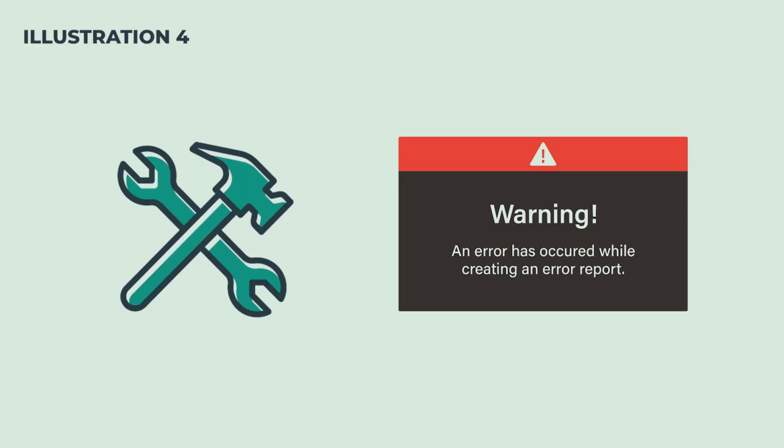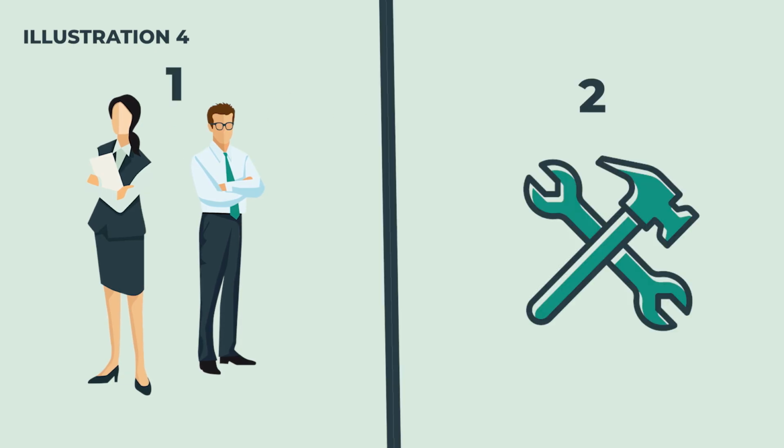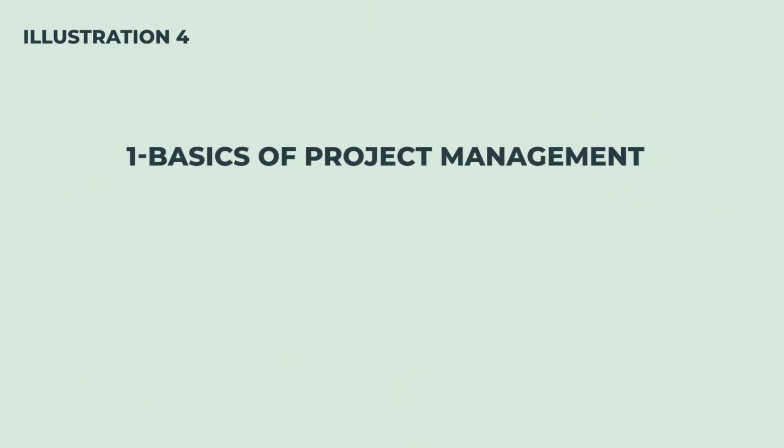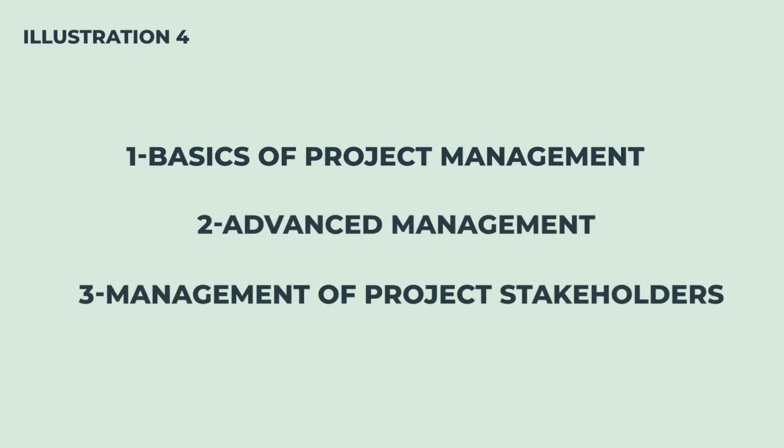Next illustration. We often first strive to solve technical problems. However, I suggest working on the political aspect of complexity before tackling the technical side. In project management, I conduct 3 training modules. First one, basics of project management. Second one, advanced management. Third one, management of project stakeholders. The third module, stakeholders, is the most important and, guess what, often the least chosen.